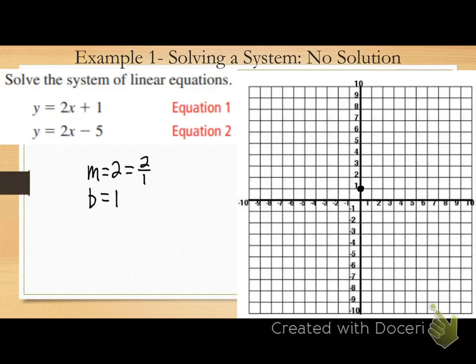Positive 2 over positive 1. How many units? Which two directions? Up 2, right 1 from my y-intercept. So up 2, right 1.